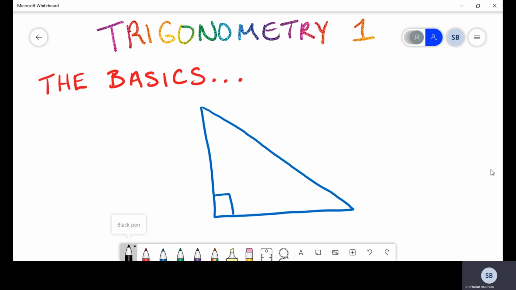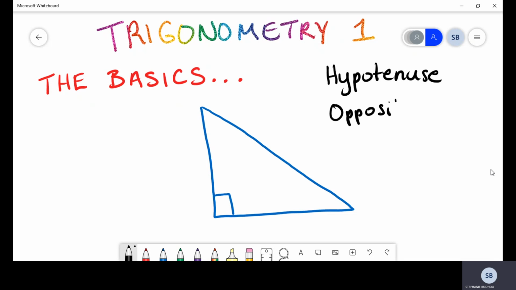Our three sides are called 1. We have the hypotenuse. 2. We have the opposite. And 3. Our third side is called the adjacent. Okay, so we have three sides that are used to name our triangle. But how do we decide which side has which name?